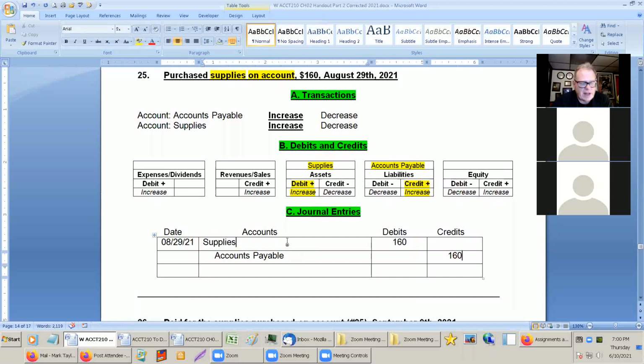So the supplies is just an asset right now. For instance, if at the end of the next month we used up all the supplies, then you go from being supplies into supplies expense.